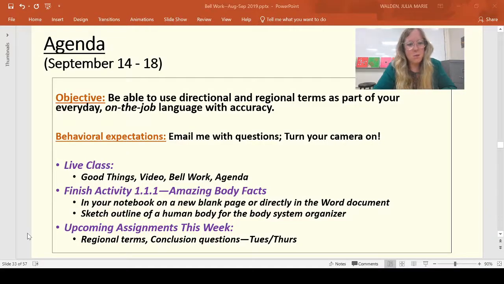All right. Moving back to our agenda, so in live class, we're also going to be watching a video today, and this video is going to help you learn those directional terms from activity 111. So if you haven't done that yet, this is going to help you, and if you have done it, this is just going to reinforce what you've already done.